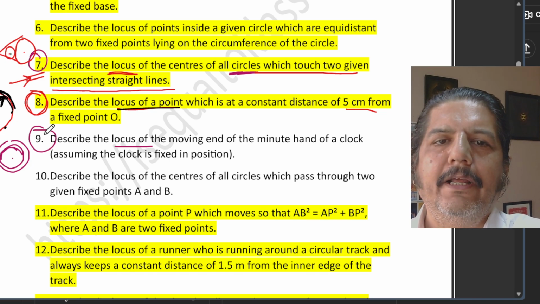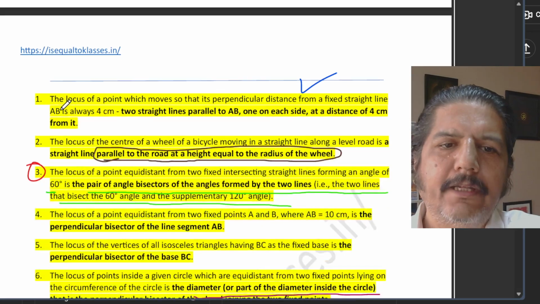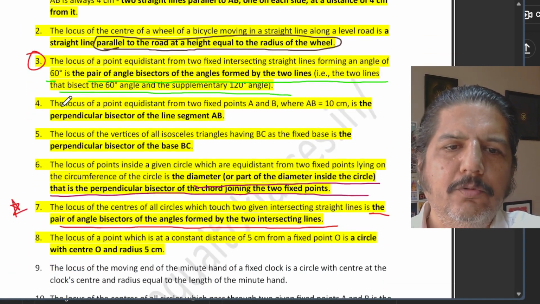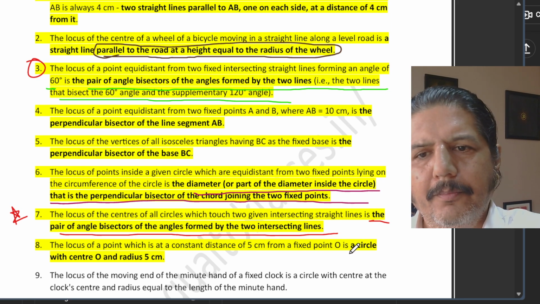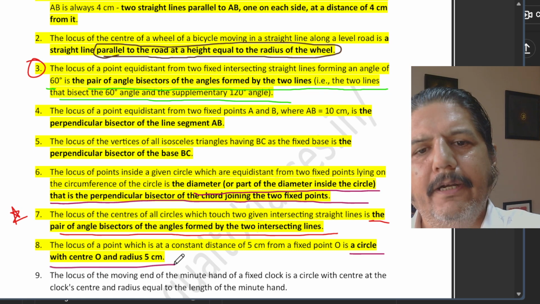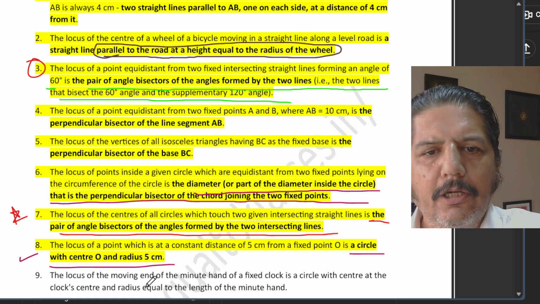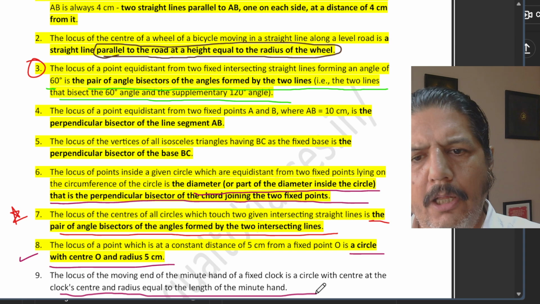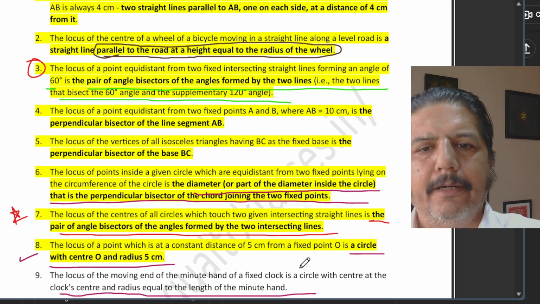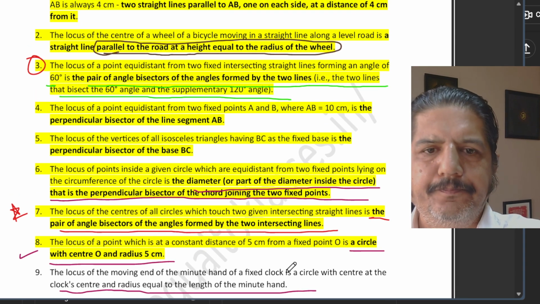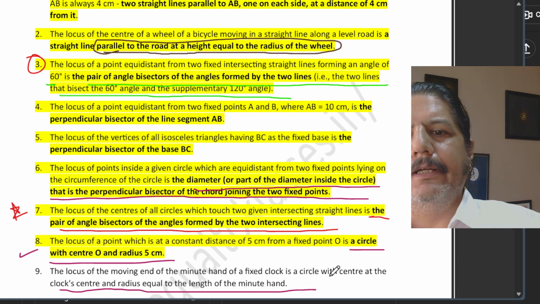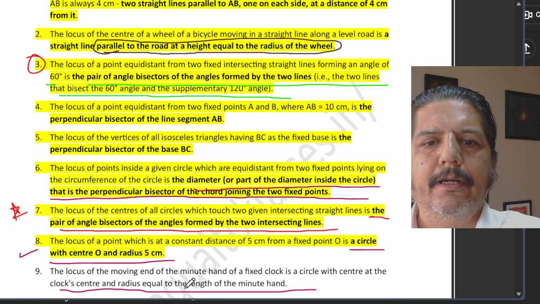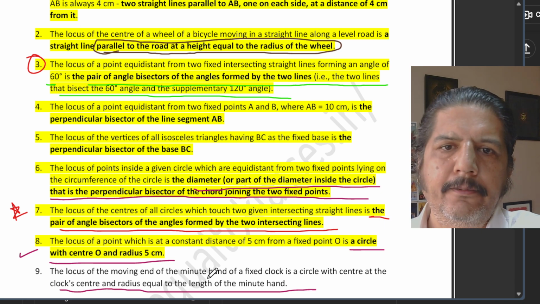So for 8th and 9th, the answer for both would be a circle. Let's see how we would write this. For question number 8, we write: a circle with center O and radius 5 centimeter, already discussed. For question 9: the locus of the moving end is a circle with center at the clock center and radius equal to the length of the minute hand. So you can write in description also. This is a complete answer.